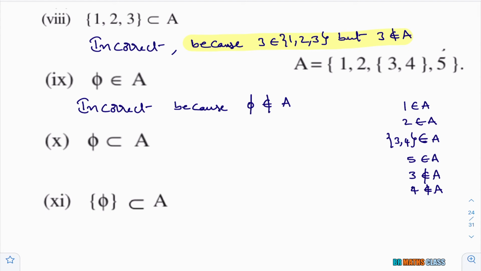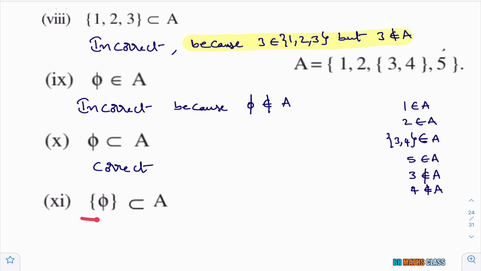Okay. Now look here. Phi and A. We know that in subsets, we learned an important point: empty set is a subset of every set. We know that empty set is a subset of every set. So your subset symbol is there. So this is correct or incorrect? Clearly, this is a correct statement.